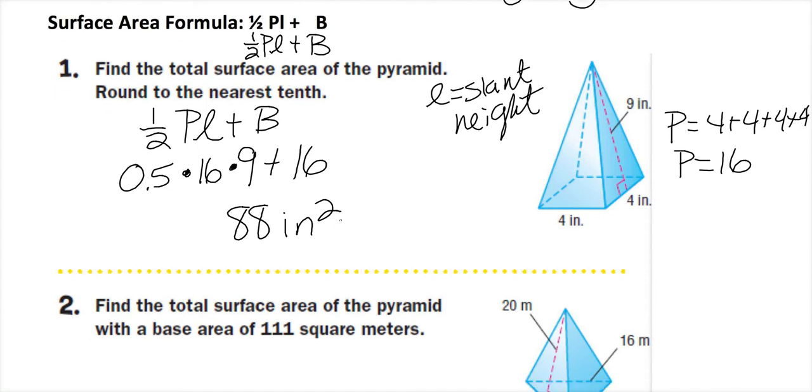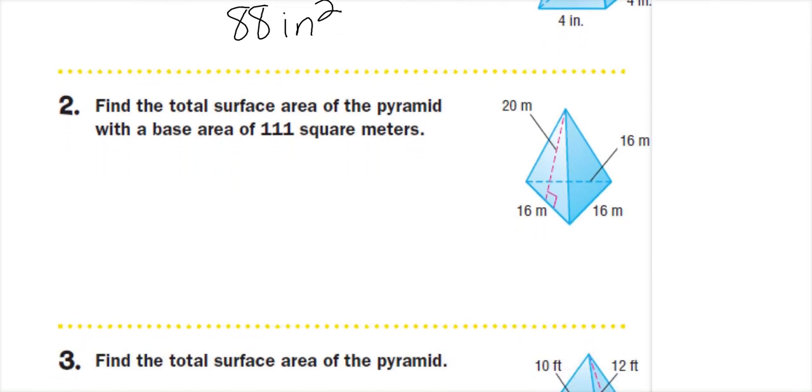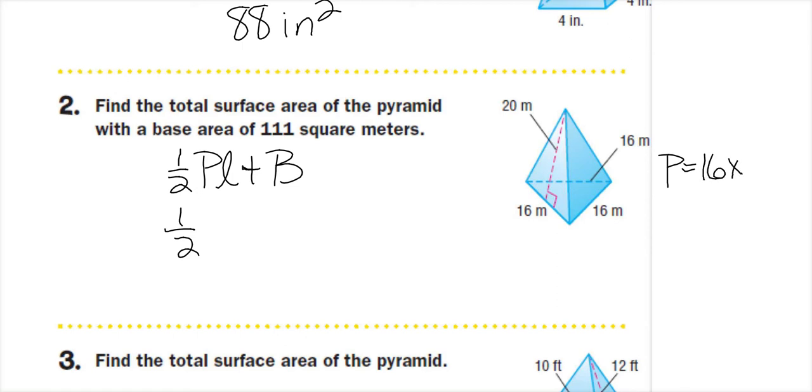Okay, let's go ahead and take a look at the next one. It says find the total surface area of the pyramid with a base area of 111 square meters. For this one, again, we have one half P L plus B. One half is 0.5. Then we're going to do the perimeter. For the perimeter, we would do 16 times 3, which is 48. Times that slant height, that's 20.